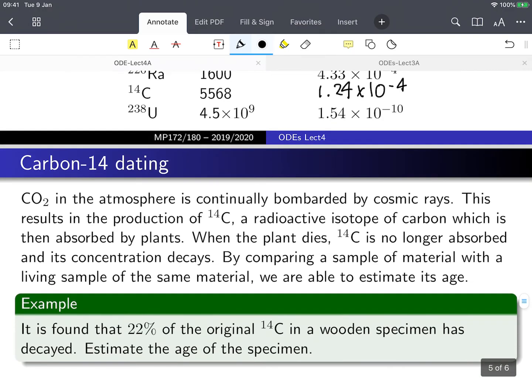Let's do an exercise. CO2 in the atmosphere, so that's carbon dioxide, is continually bombarded by cosmic rays. This results in the production of carbon-14, a radioactive isotope, which is then absorbed by plants. When the plant dies, the concentration decays. So by comparing a sample material with a living sample of the same material, we're able to estimate its age. Clever!